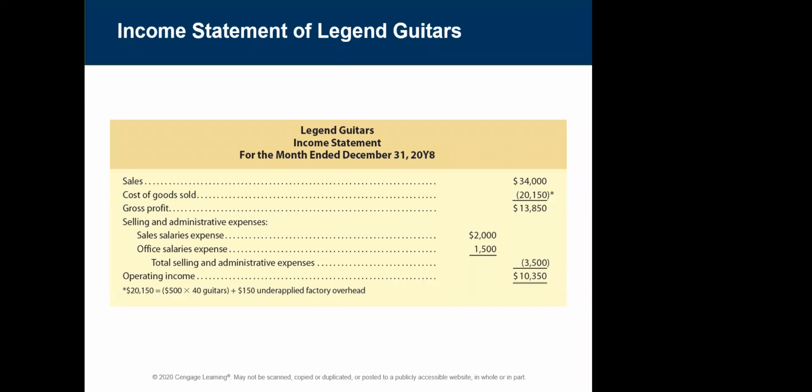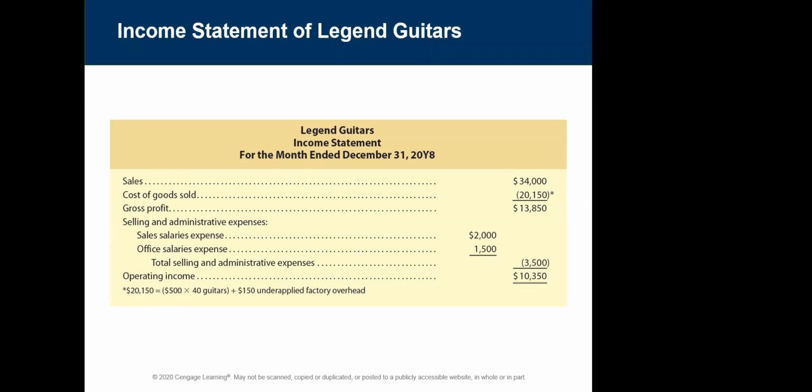So here's what their income statement will look like. They had $34,000 in sales, $20,150 in cost of goods sold. You might be thinking, wait, I thought it was only $20,000 in cost of goods sold, but it was the $20,000 from the stuff they actually sold, plus the $150 in under applied manufacturing overhead that we applied to cost of goods sold. Okay, so $20,150, giving them a gross profit of $13,850. Then they have their selling and administrative expenses of $3,500. So their net operating income for the period, the month of December, was $10,350.